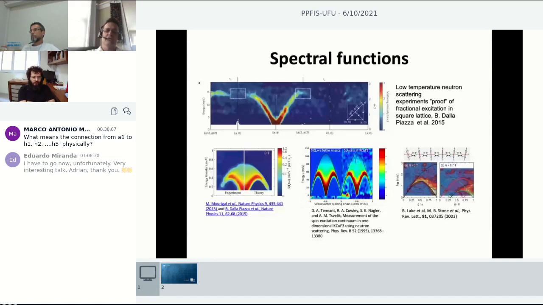What you measure when you do an experiment is transition between energy eigenstates, and when a transition is allowed, what you get is a response at the energy difference between these two states. So what you measure is energy differences and not energies. And this is observed in experiments such as these.